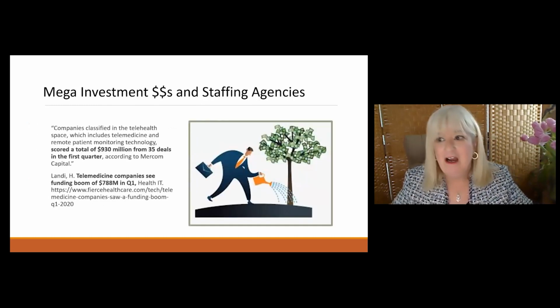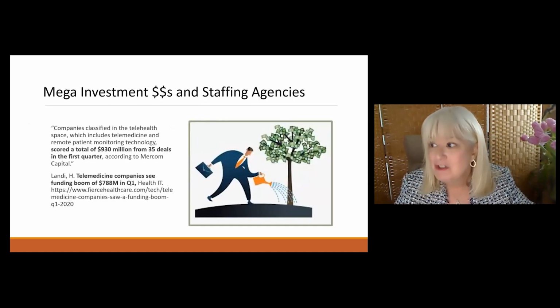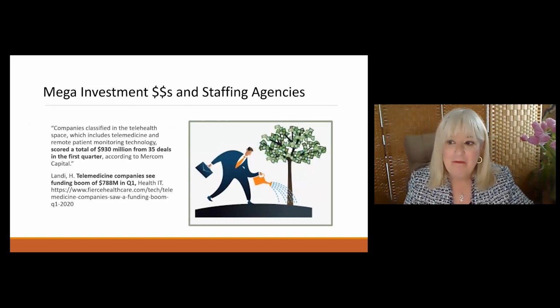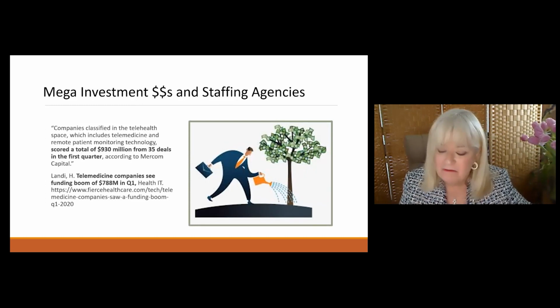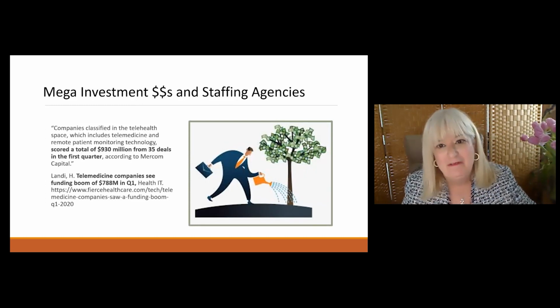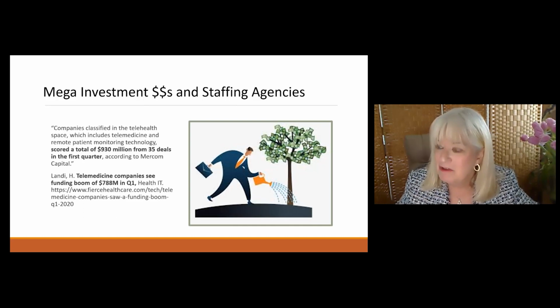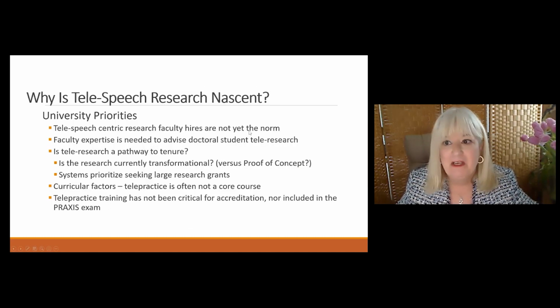So yes, there are mega investment dollars in telemedicine, and telepractice kind of rides in the wave of telemedicine. So when we see a huge amount of money in telemedicine, we're starting to see companies interested in the income in telepractice. We're talking millions and even billions of dollars.